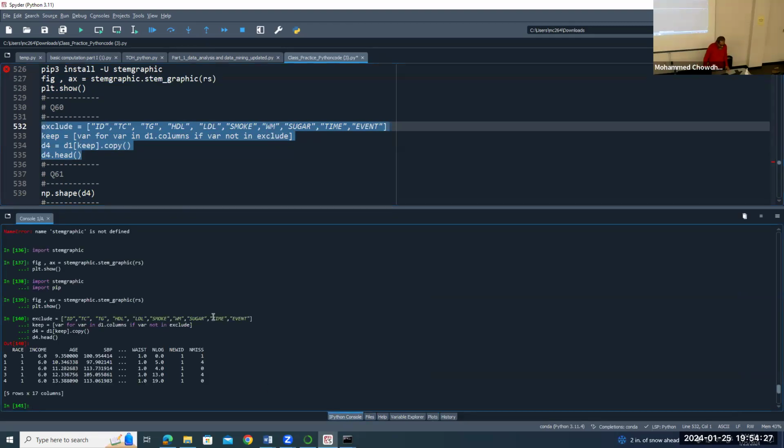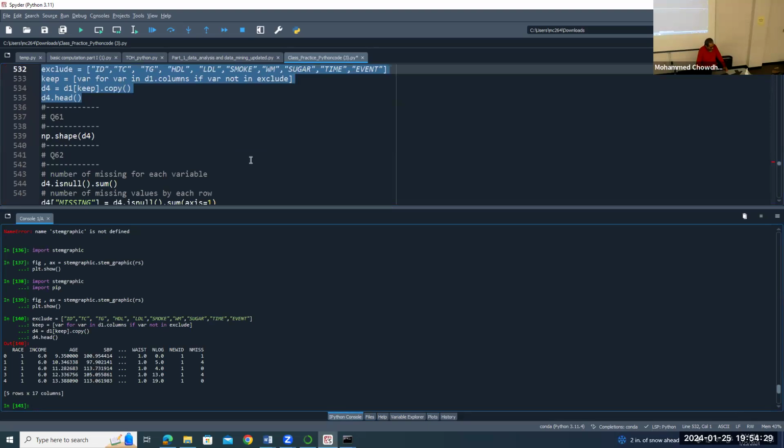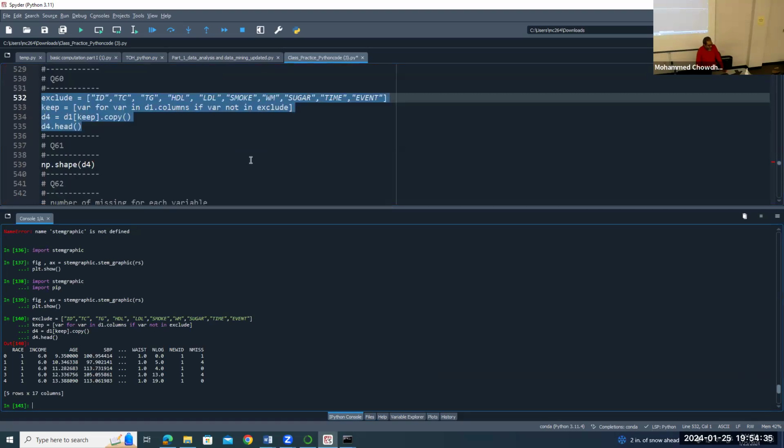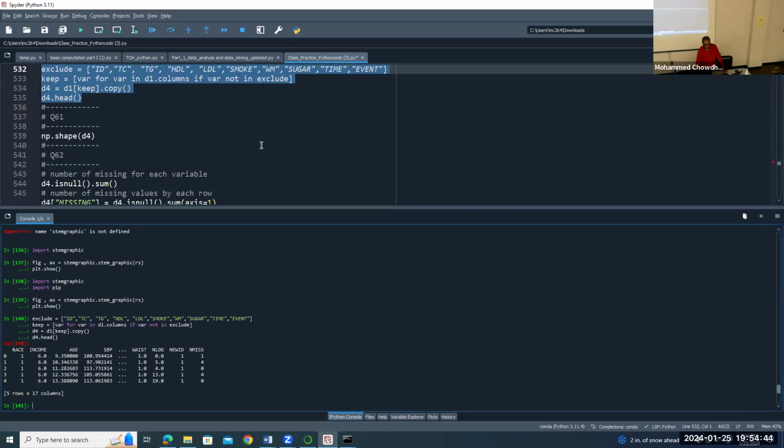That's the way I get the data. So this D4 data does not have a lot of missing values, because the variables LDL, HDL, TG, TC are the variables which have a lot of missing values. So I excluded those because now, instead of one data set, I want to work with 100 data sets simultaneously. Understand?